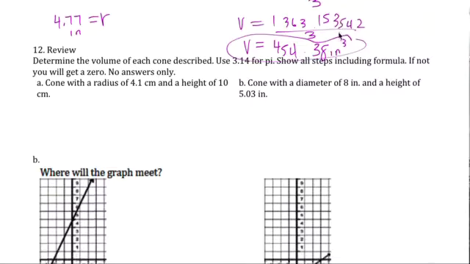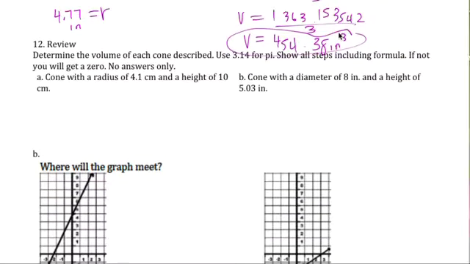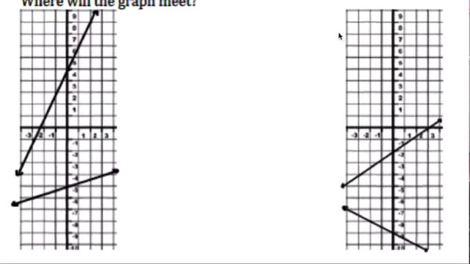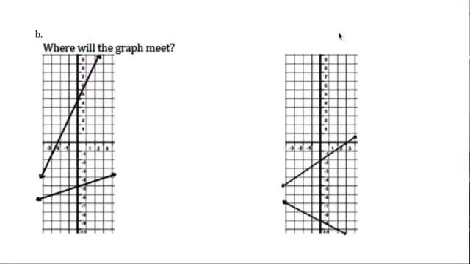Okay, the review. Determine the volume of each cone. Okay, you guys should know how to do this. Volume of a cone is 1/3 pi r squared times height, right? For both of these. All right, will the graph meet? Yes. You need to tell me where. Where will the graph meet at?